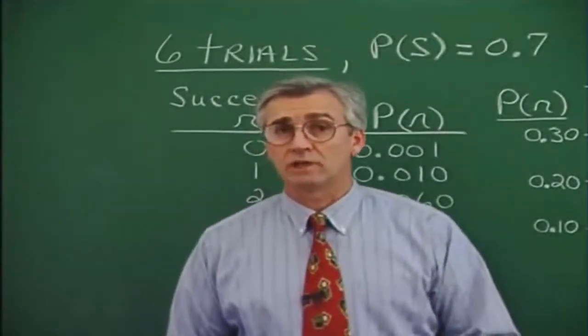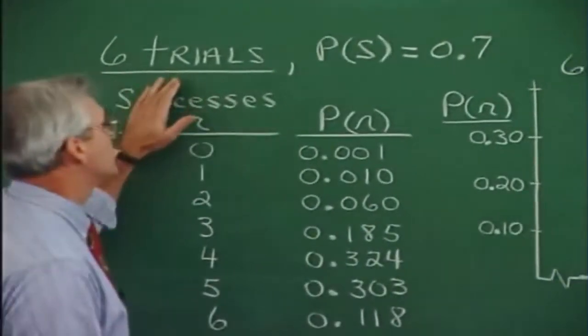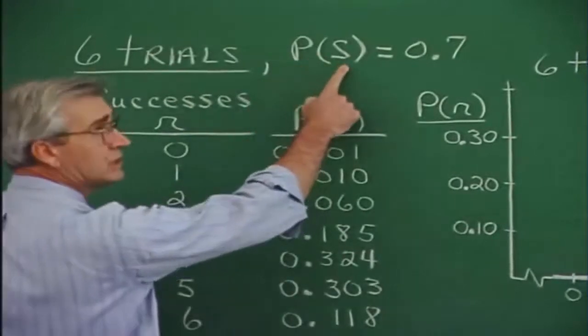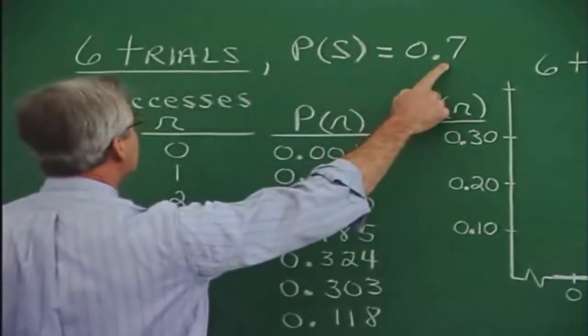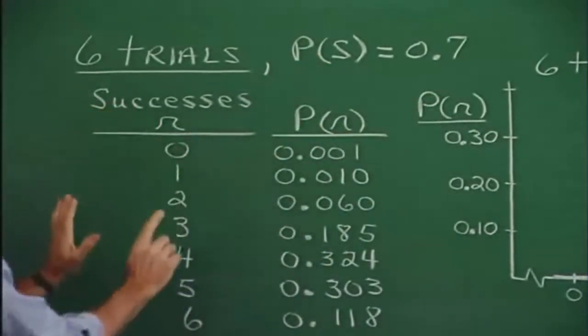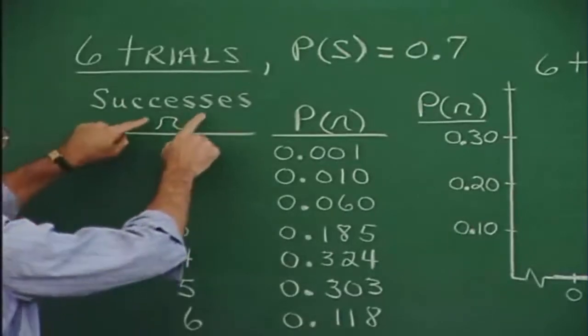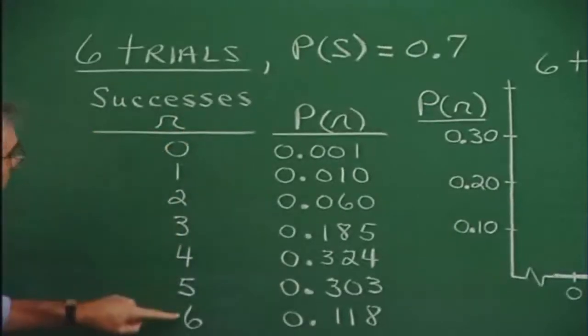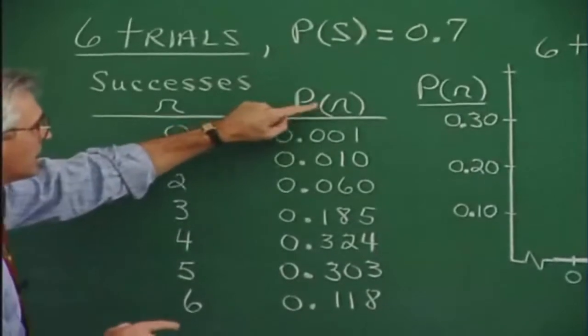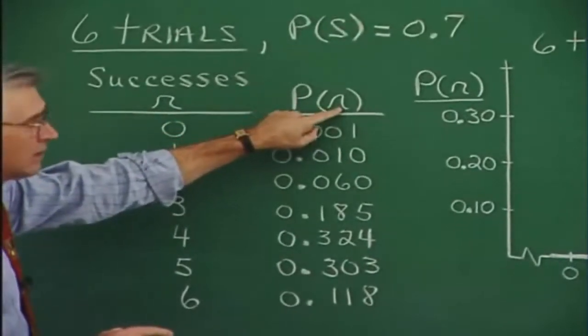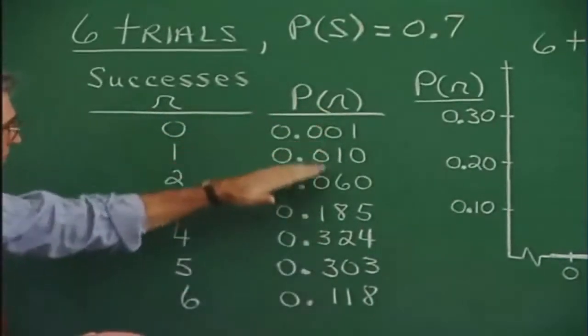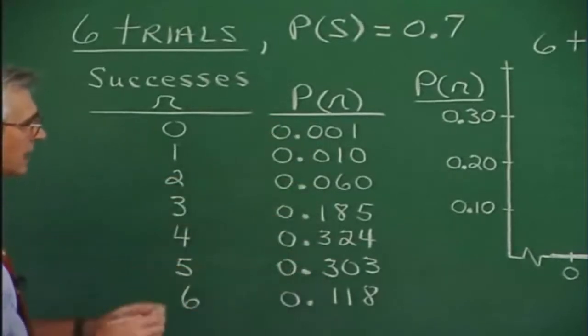Suppose we have a binomial distribution with 6 trials and the probability of success, p, is 0.7. Now the distribution for that would be, let's see, the successes are 0 through 6, and the probability of r number of successes would be given here. And we know from the previous section how to make these calculations.